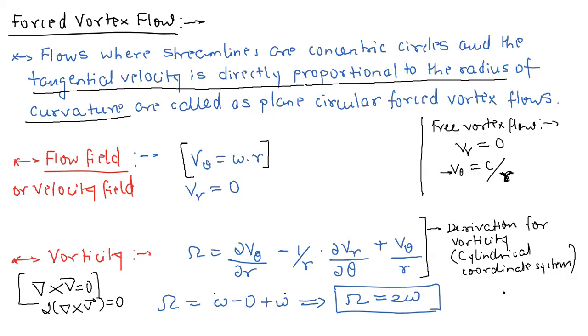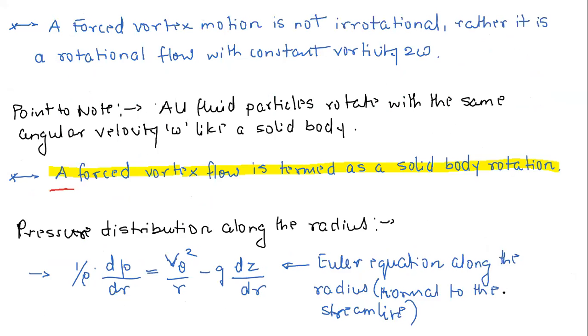So why are we considering this cylindrical coordinate system? Because we are assuming that every fluid element is moving in a circular path, so the cylindrical coordinate system becomes an easy way for analysis, nothing else. But you can do the same analysis using a Cartesian coordinate system as well. Now we have vorticity as 2ω, which means the flow is rotational. A very important point I'm going to mention here: a forced vortex motion is not irrotational. Got it? Rather, it is a rotational flow with a constant vorticity 2ω.